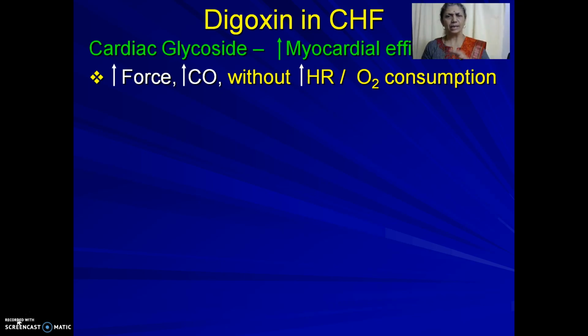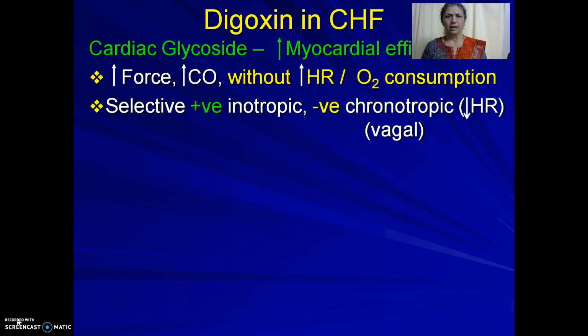Increase in heart rate would directly lead to increase in work and increase in oxygen requirement. So, selective positive inotropic agent digoxin. In fact, this is the only selective positive inotropic agent with negative chronotropic action. That means it not only does not increase the heart rate, it causes a reduction in heart rate, with its own benefit for a patient of congestive heart failure. How does it manage to do it?